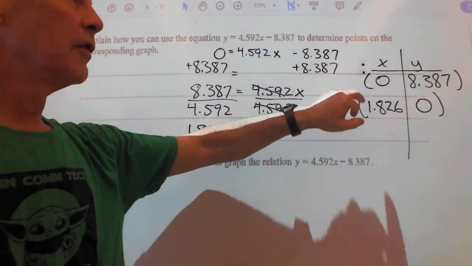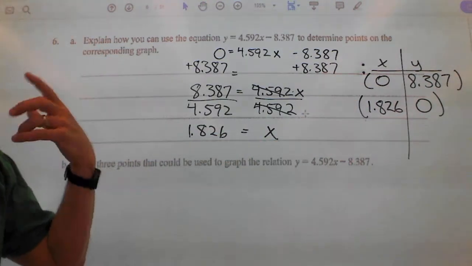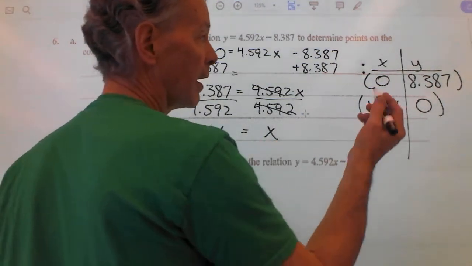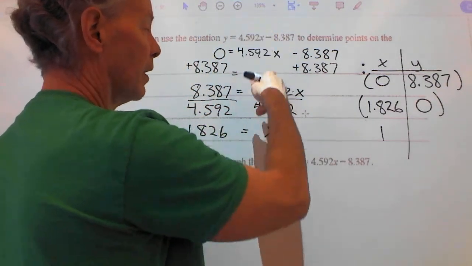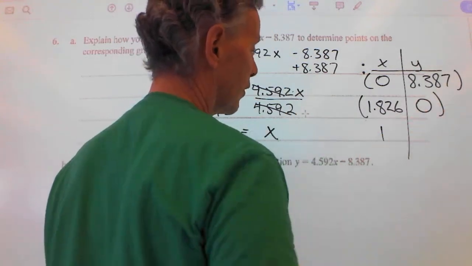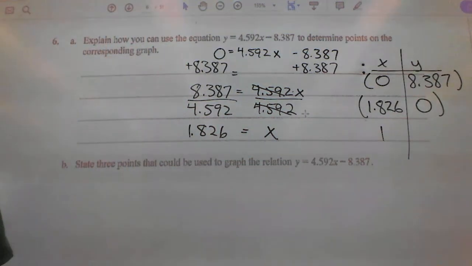Well, we've already got 2 of them. To get a third one, you simply pick another value for x, we'll say 1, and you would sub it in where you see x and solve for y. That would give you your third point. Okay?